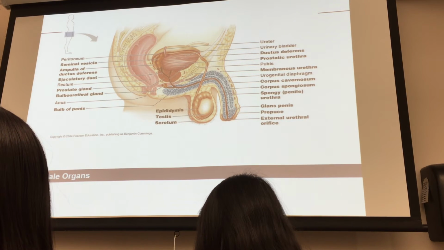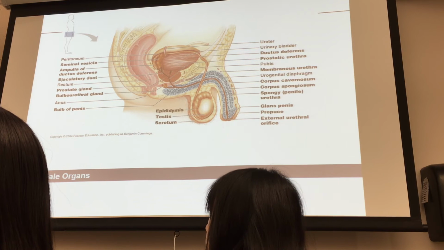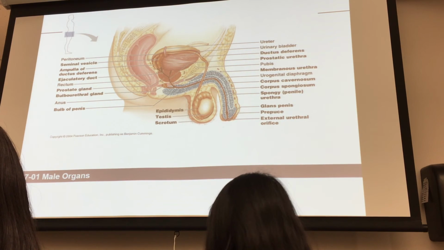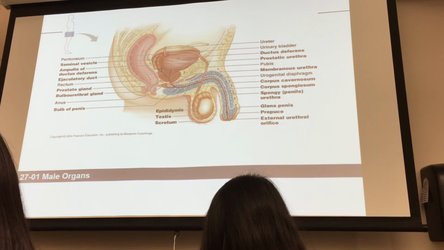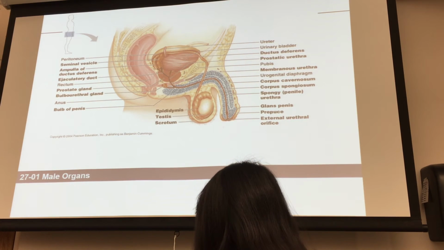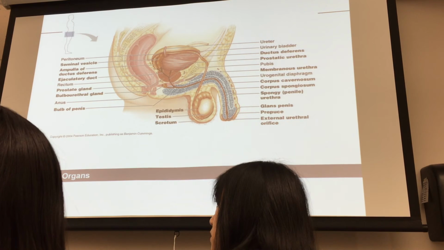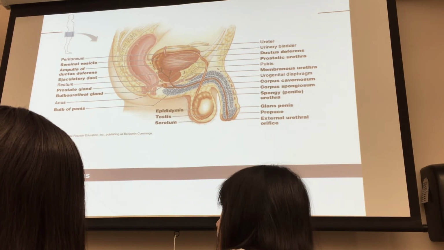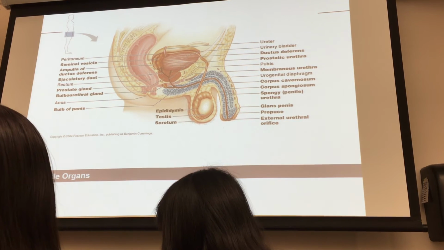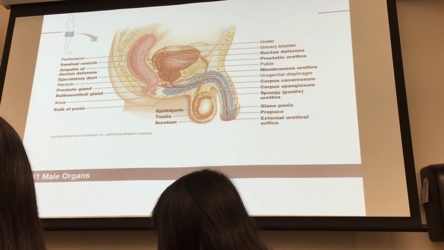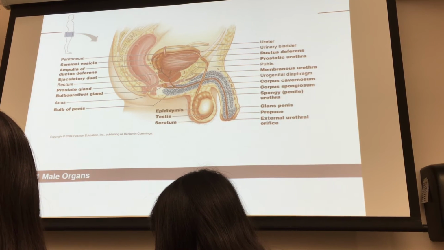Okay. Male sister. How many testes? 2. If they both descended, correct? If one didn't descend, what's that disorder called? Cryptorchidism. Cryptorchidism. Very good.